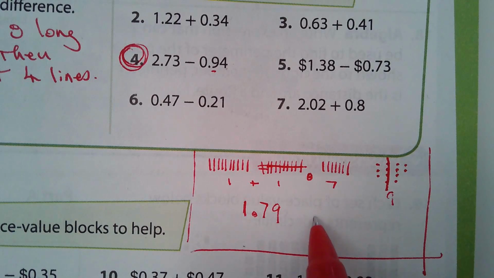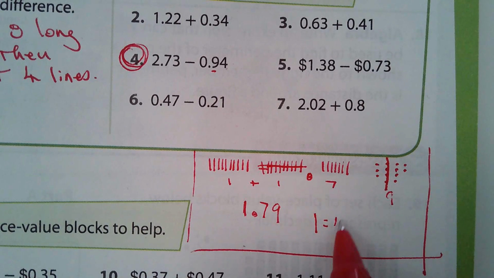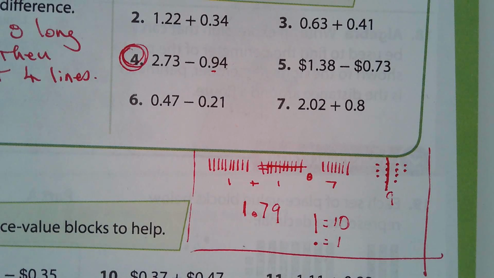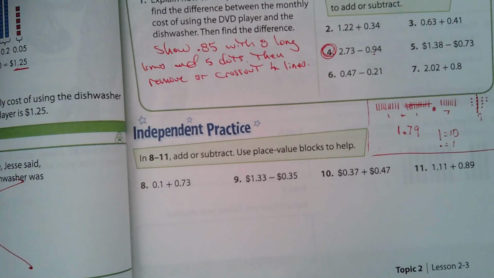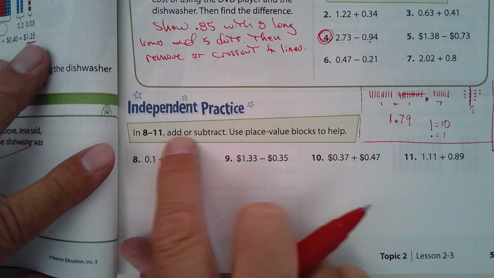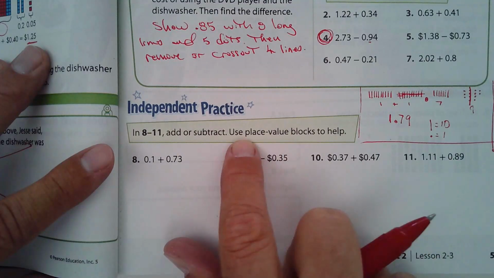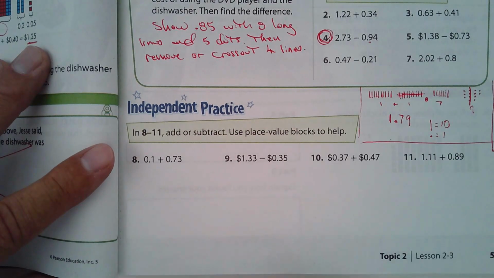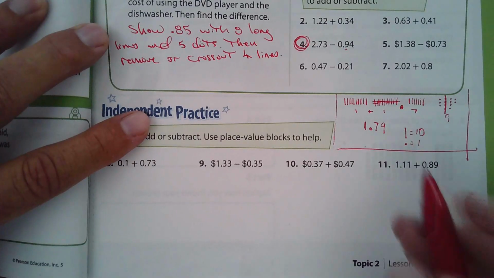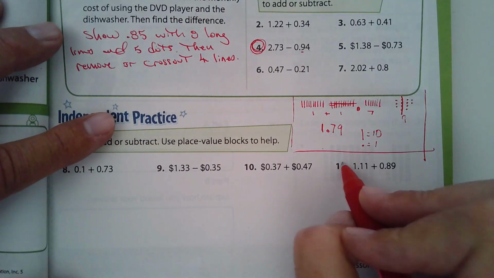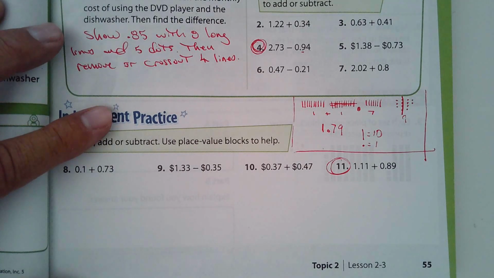Just remember, one line equals 10, a dot equals 1, but actually a dot would be something in the hundredths place. I don't think I'm going to demand that you guys do that with all of these, because 8 through 11 it says add or subtract using place value blocks to help. If you just do it with one of these, since I did number 4 for you, that's kind of nice. And then I'll have you guys do that with number 11 also, and I'll leave 11 on your own.